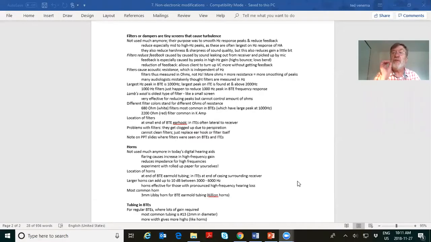And in ITEs, the same thing. You'd see a larger hole at the top. Remember, the bottom one's a vent. You just see it would just flare out. So that was the purpose of horns, but they're not used very much anymore, because today we've got digital hearing aids. And with digital hearing aids, you can sculpt and shape the frequency response much more. So we don't have to rely so much on the physical flaring of the tubing to increase the highs of a hearing aid. So filters and horns are kind of like yesterday's news.